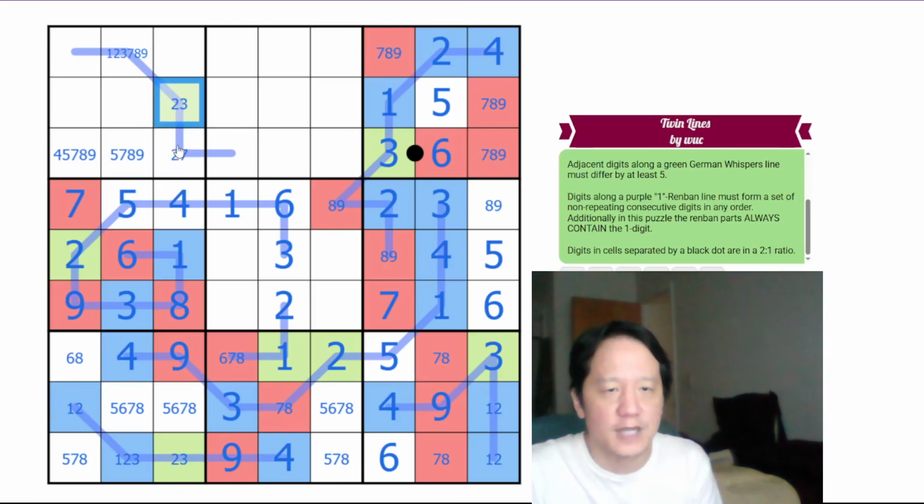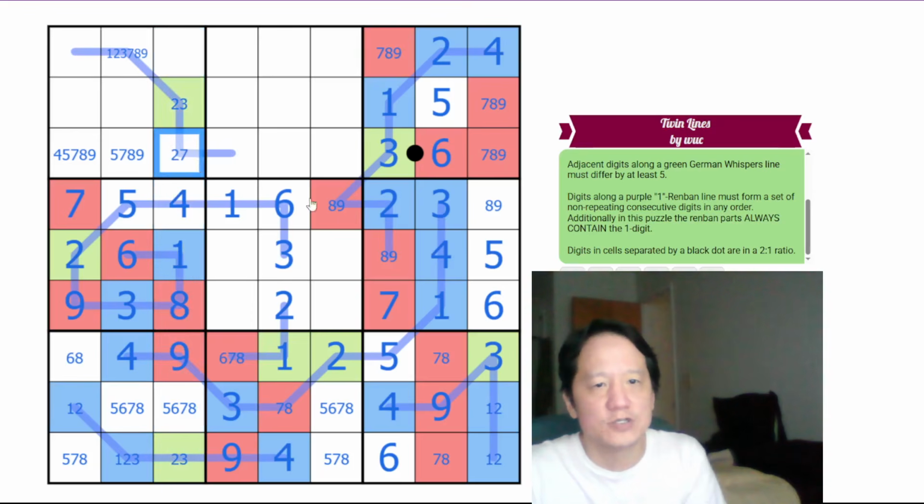This can't be 3 and 7 next to each other on the Whisper 5 line, because that's only 4 apart from each other. So either this is 3 and that's 2, or this is 2, and therefore you can't have 2 here. We have a 2, 3 pair in column 3, which eliminates 2 and 3 in the rest of the column. This can't be 2, it's 7.